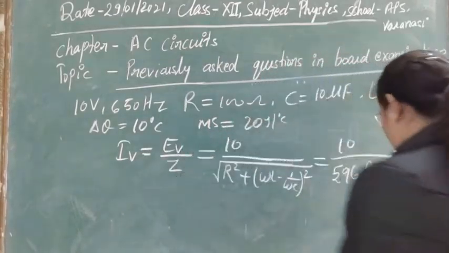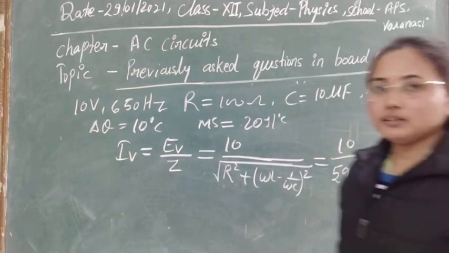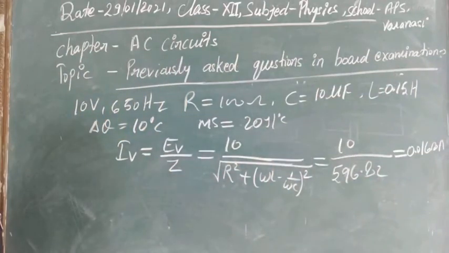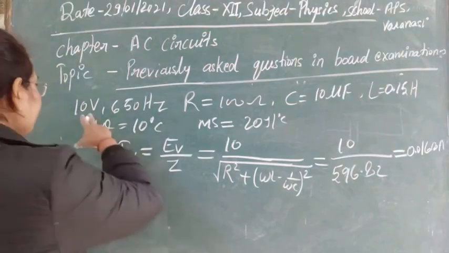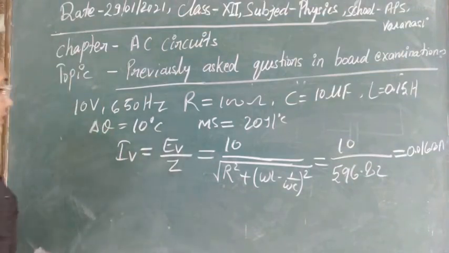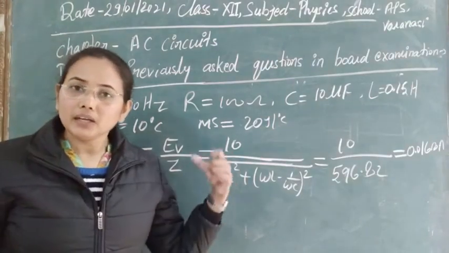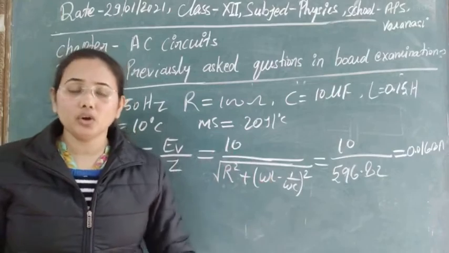And again if we solve it, its value is obtained, 0.0168 ampere. Now we have calculated the average current flowing through the circuit due to this average voltage. Obviously, if this current passes through the resistor, there will be loss; some of the power will be lost there.